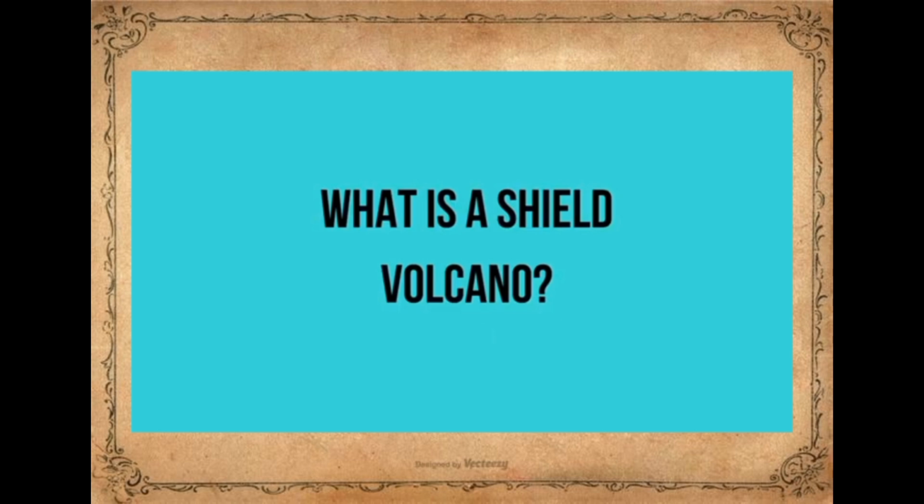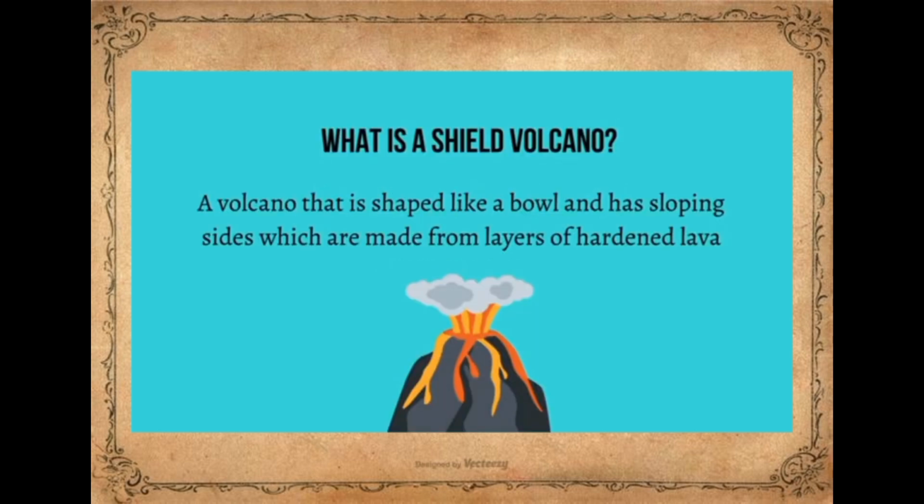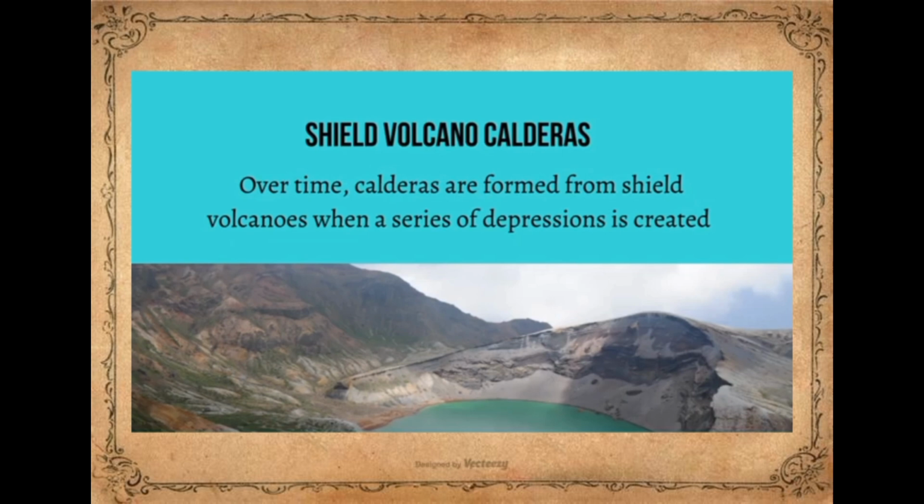What is a shield volcano? A volcano that is shaped like a bowl and has sloping sides which are made from layers of hardened lava. Over time, calderas are formed from shield volcanoes when a series of depressions is created.